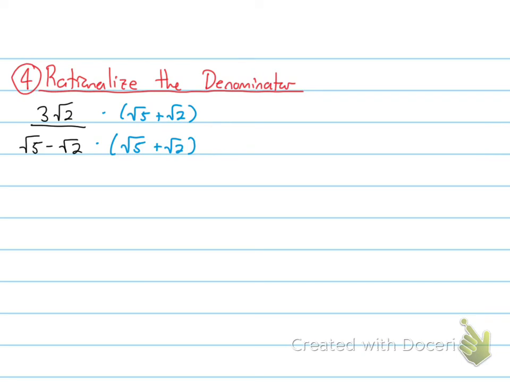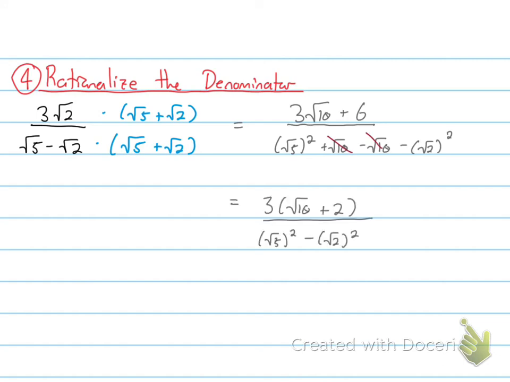To start with the top here, I can just distribute that 3 square root of 2. I'm going to be left with 3 square root of 2 times square root of 5 plus 3 square root of 2 squared. That'll turn into 3 square root of 10, and then 3 times 2, which gives me 6. And on the bottom, I get square root of 5 squared plus square root of 10 minus square root of 10 minus the square root of 2 squared. Now simplifying some stuff down here, the middle terms again are going to cancel out. And I have this left on the bottom.